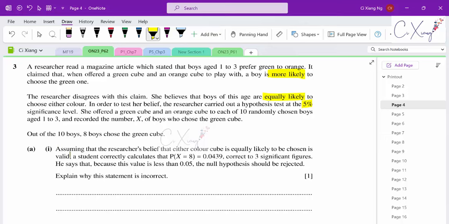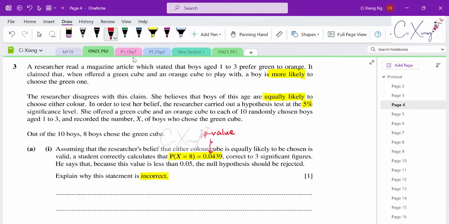Assuming that the researcher's belief, that either color cube is equally likely to be chosen, is valid, a student correctly calculates that the probability x equals 8 is this value, correct to 3 significant figures. He says that because this value is less than 0.05, the null hypothesis should be rejected. Explain why this statement is incorrect. So they are using P(x = 8) as the p-value. Why is this incorrect?